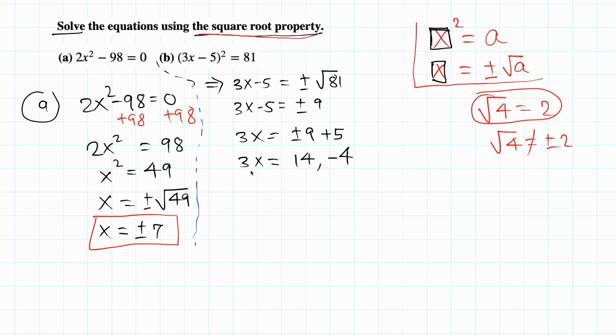Okay, we got two numbers. Then finally, these are OR by the way, 14 or negative 4. There are two answers, divided by 3. So x equals, dividing both, 14 over 3 or negative 4 over 3. And these are improper fractions, but this is good enough. Final.